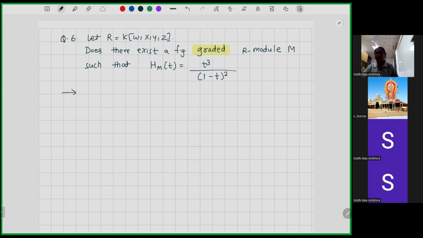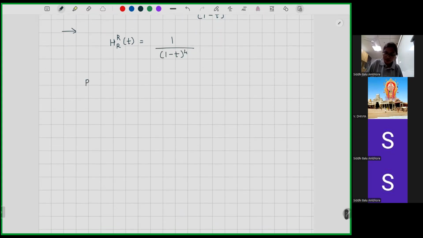So note, first thing, that H_R(R), so the module R over itself, is 1 minus T to the power 4. I hope this is clear, because this is from a general fact. So let us see how this comes about.